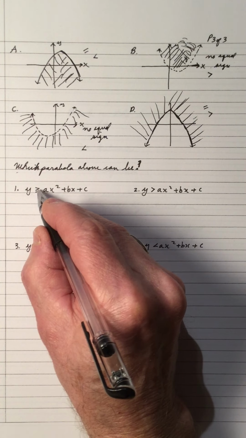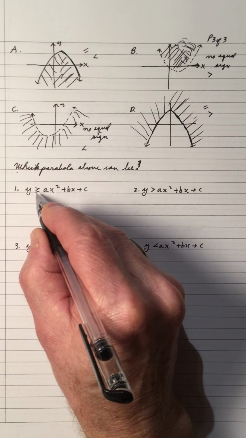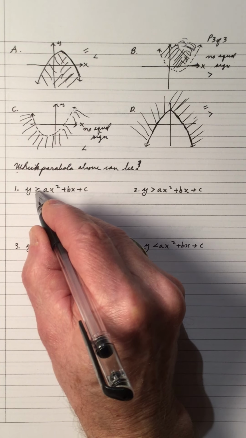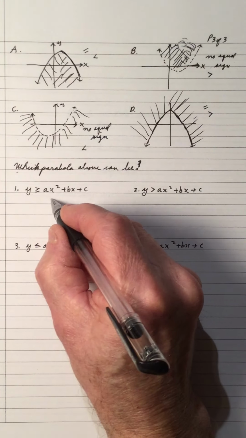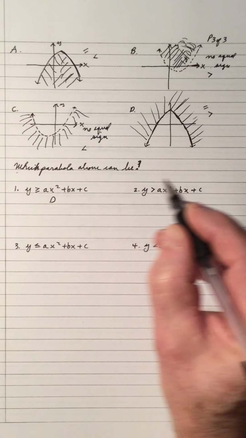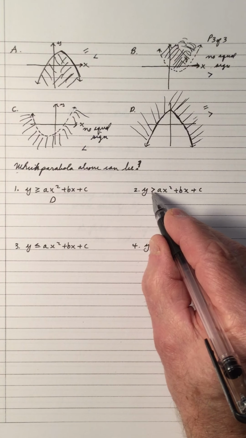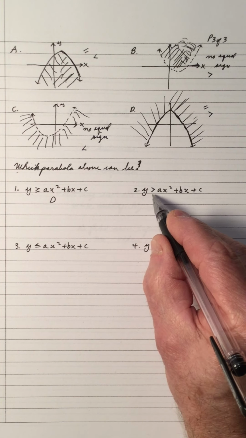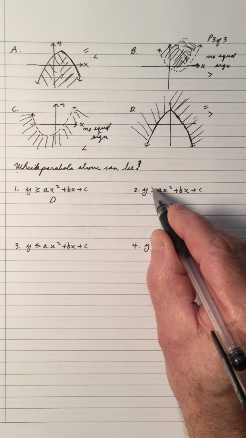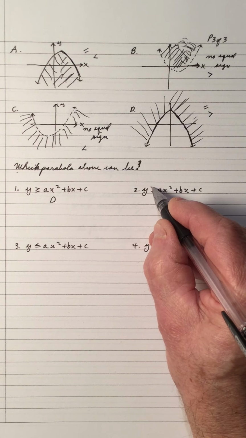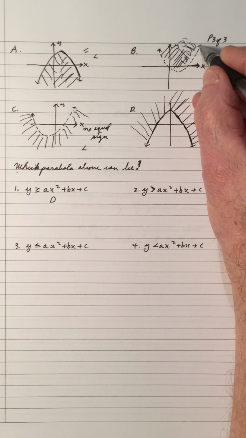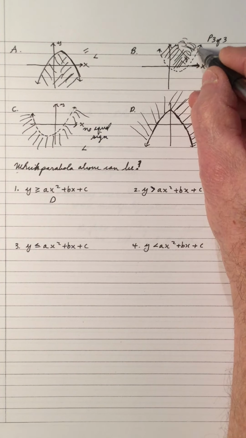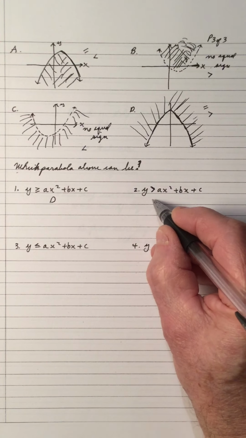Number 1 is greater than or equal to. So it's a solid and shaded above. Solid, this one, and above, so that's D. This one is greater than, but not equal to, so no equal sign. The greater than is shaded above, but no equal sign. The boundary line is broken and shaded above, so that's B.